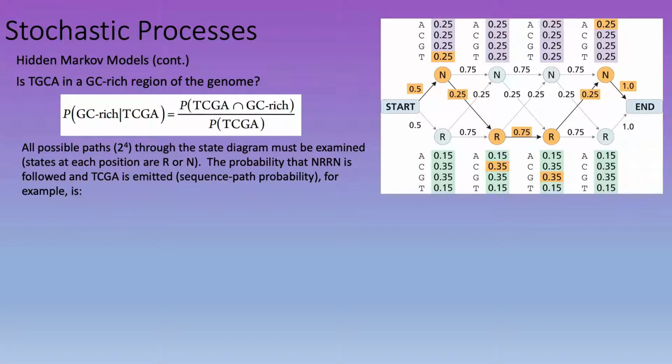And using this kind of structure that we have here, we could say something like, is a TGCA in a GC-rich region of a genome? So if I sampled TCGA, if that was my data, and I have a hypothesis, what's the probability that it's in a GC region, right? If I'm going to test this probability, again, I can use this same kind of probability structure.